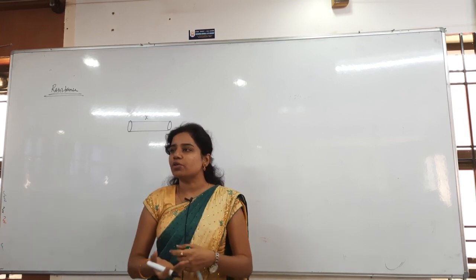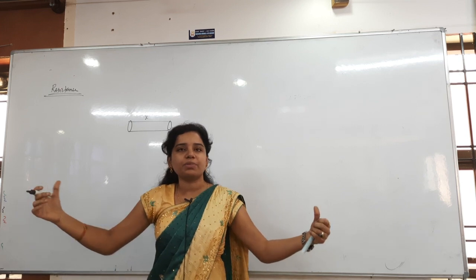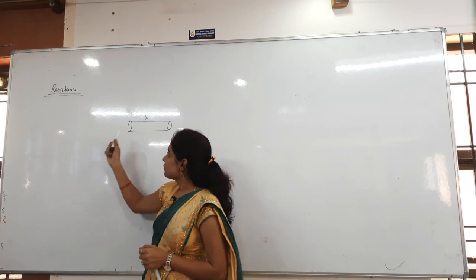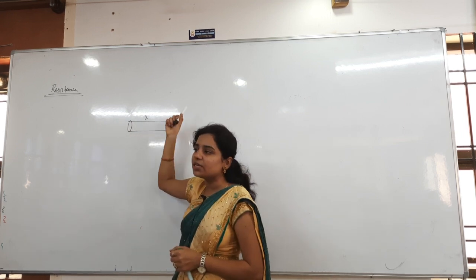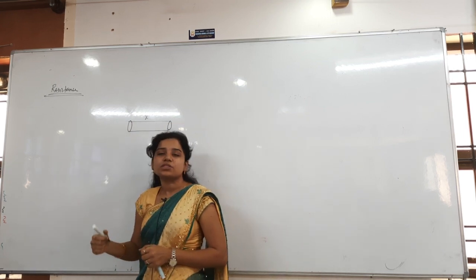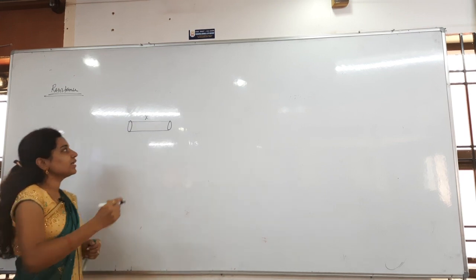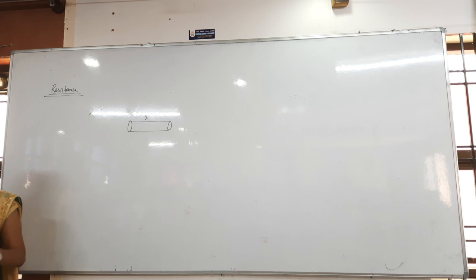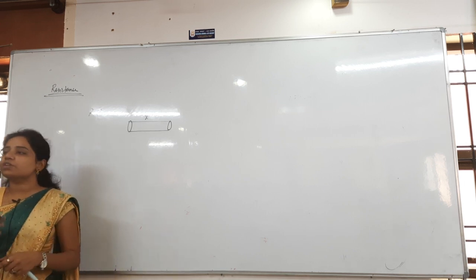Viscous forces are acting more, right? As the length goes on, viscosity also increases. So whenever I increase the length of the wire, nothing but resistance also increases. So clearly what I can write here: R is directly proportional to L. If I take a longer wire, resistance will be more.